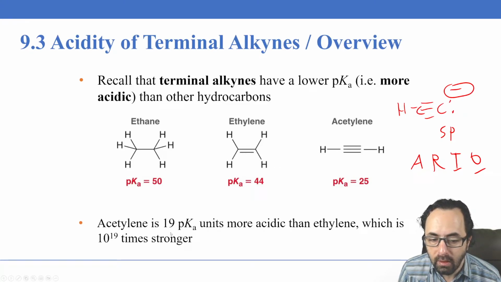So you can see the difference is 19 pKa units between an alkene hydrogen versus an alkyne hydrogen. And so these are significantly more acidic, and we're going to make use of that property of alkynes.